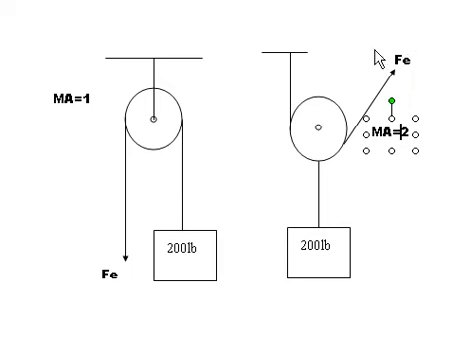Another way of saying that is the roof or whatever we're attaching the pulley to is holding half the weight, and we're holding half the weight. So we have a mechanical advantage of 2. So in order to be able to lift 200 pounds, you would prefer to have a movable pulley in your system as opposed to a fixed pulley in your system.